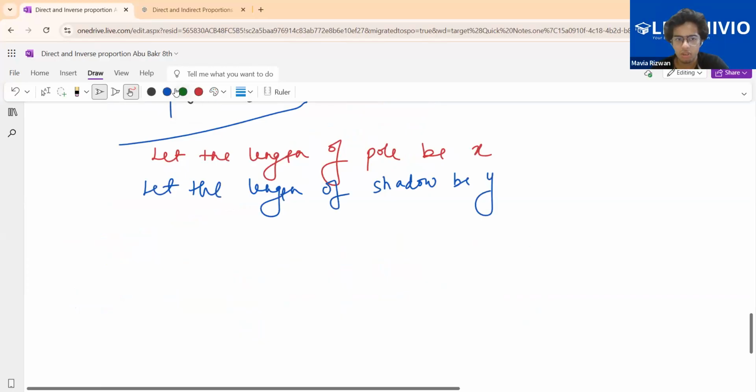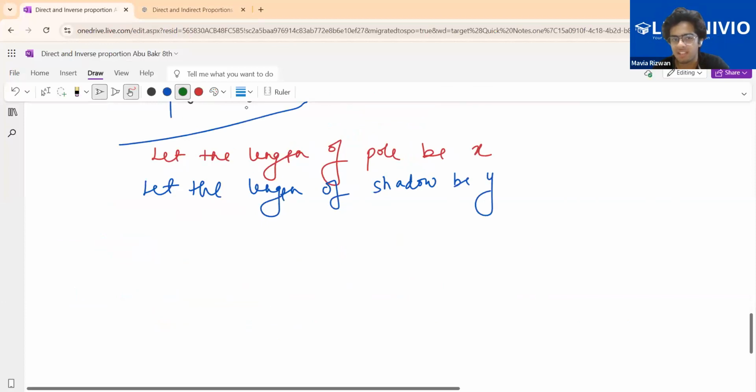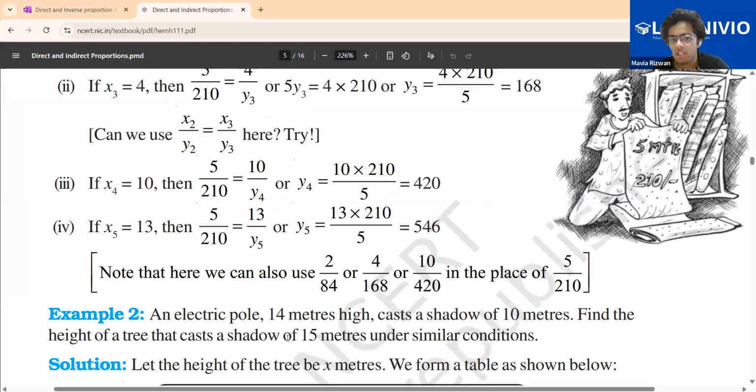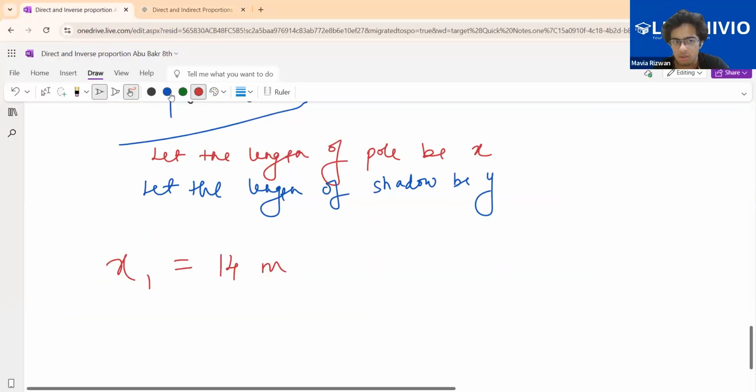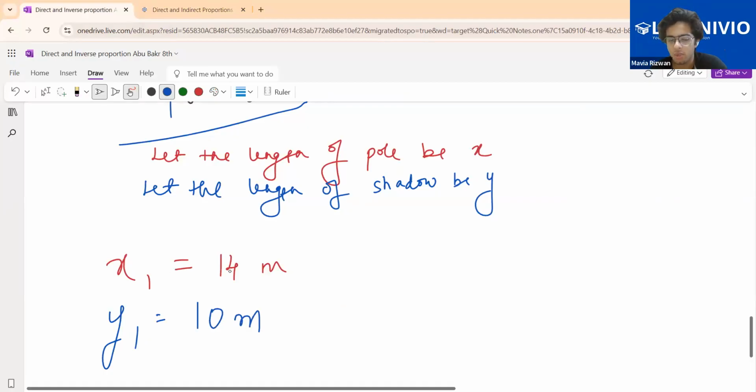Now read the question again. An electric pole 14 meters high. You took length of pole as x. So the first length of pole that is given, take that to be x1. So x1 is 14 meters. The corresponding length of shadow would be y1, which is 10 meters. So x1 was the length of pole, 14 meters, and y1 is the length of shadow for that pole, 10 meters.